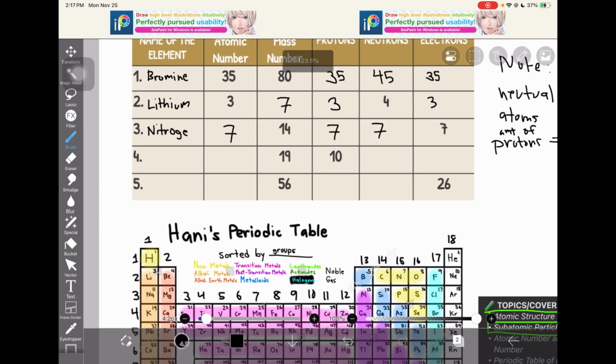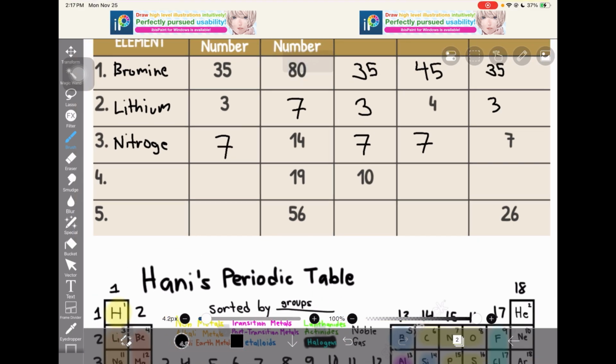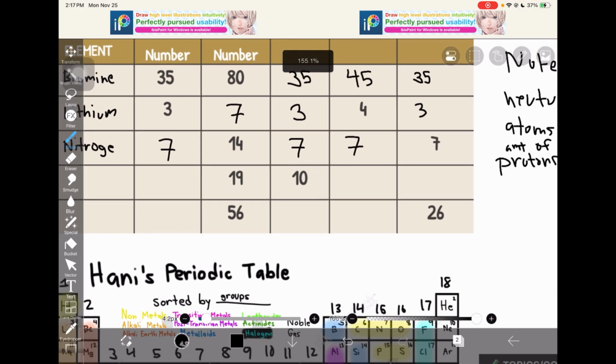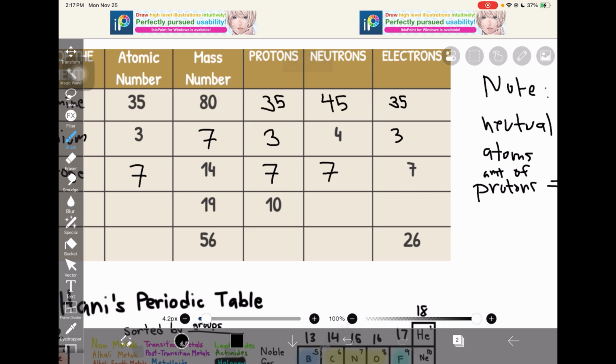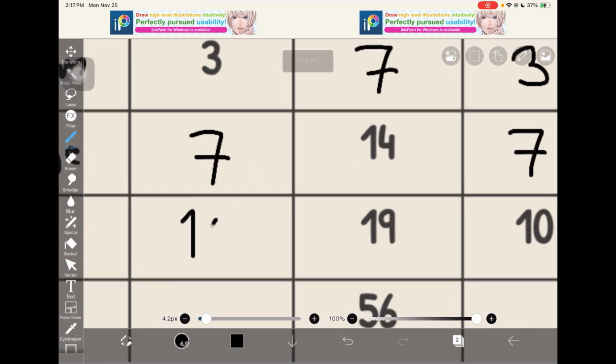Next, number 4. We know that the mass number is 19. Actually, I've double checked it. I thought it was an error, but it wasn't. So we're given the amount of protons, and we know that protons is equal to the atomic number. So once again, we can put 10 over here.